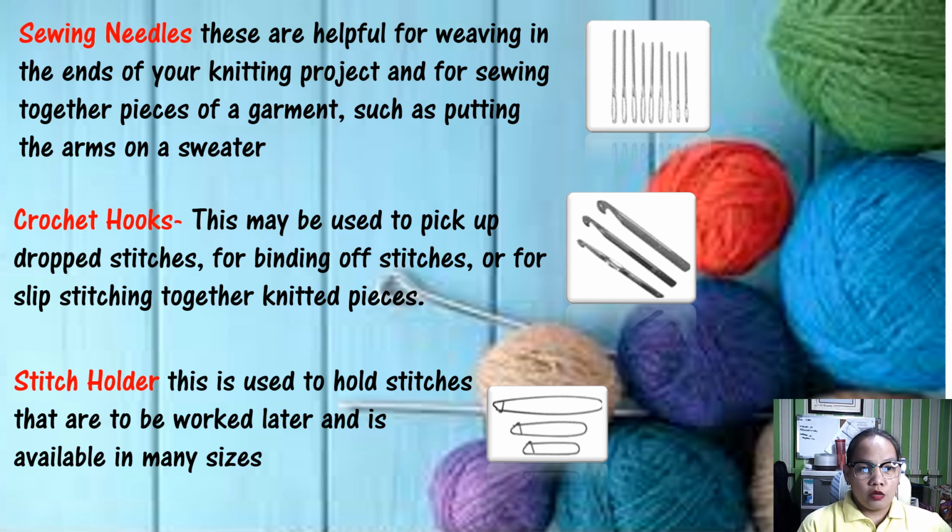Next is crochet hooks. So this may be used to pick up those dropped stitches. You can also use it for binding off stitches or for slip stitching together those knitted pieces. And next is stitch holder. This is used to hold stitches that are to be worked later and is available in many sizes. As you can see in the picture, there is small, medium, and large.